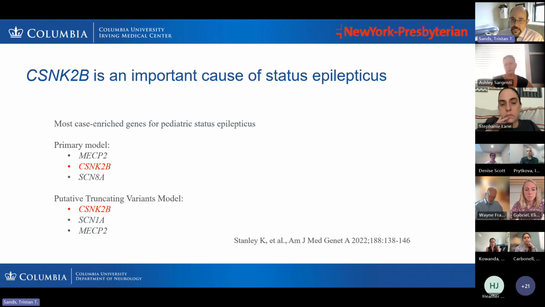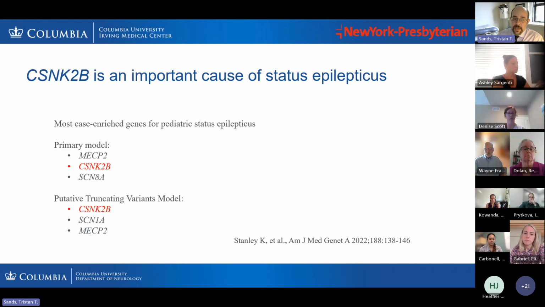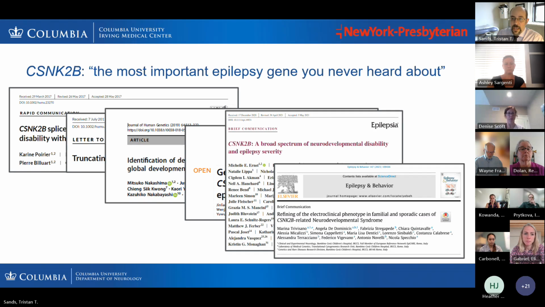Looking at the genotypes of those patients, the ones that had genetic causes, there were certain genes that popped out. And again, these are recognized genes. SCN1A again. MECP2 is the cause of Rett syndrome. So a lot of people know what Rett syndrome is. It's a very common neurodevelopmental disorder in children. And there's SCN8A again. And then there's CSNK2B, which again sort of sticks out like a sore thumb in being less well known. And why is that?